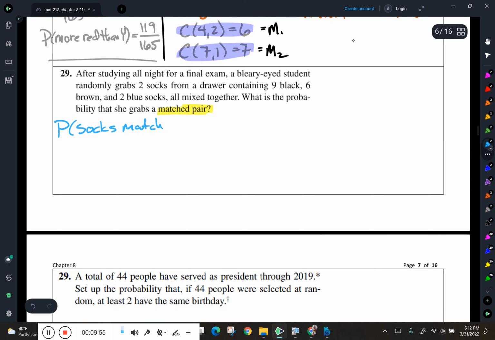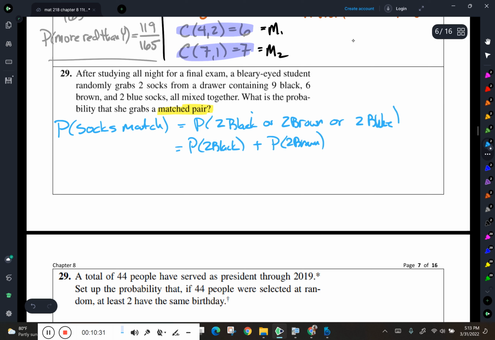Well, what does that mean? That means we're looking for the probability of 2 black socks or 2 brown socks or 2 blue socks. All right. So it's 2 black. Oh, okay, I know what to do then. I'm going to find the probability of 2 black and add that to the probability of 2 brown and add that to the probability of 2 blue.